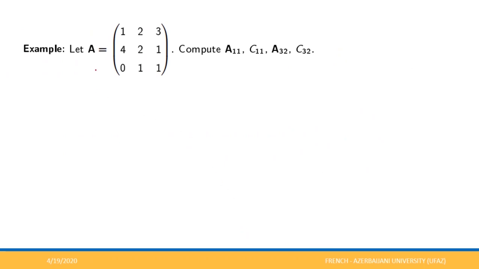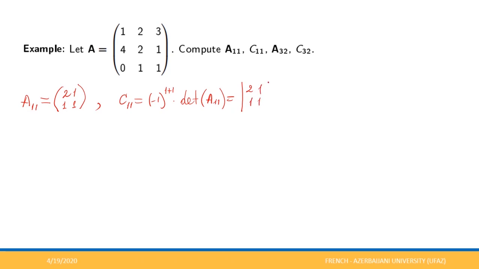Let's look at this example. Suppose A is this one. Calculate A11, C11, A32, C32. Okay, let's calculate A11. A11 will be, we remove the first row and first column. It will be 2, 1, 1, 1. C11 will be minus 1 to the power of 1 plus 1 times the determinant of A11, which is equal to the determinant of 2, 1, 1, 1, which is 2 minus 1, is 1. That's it.